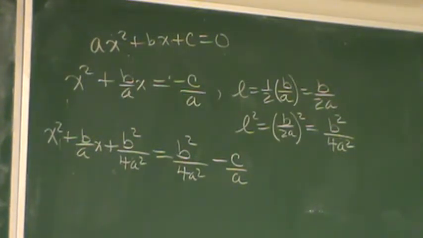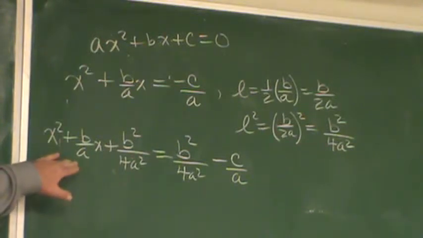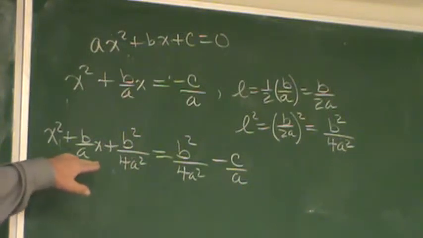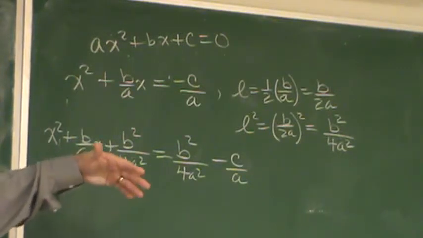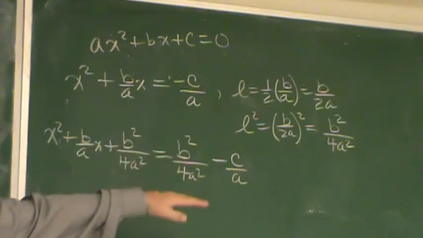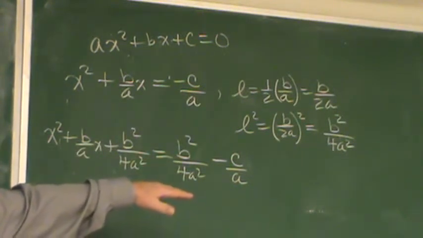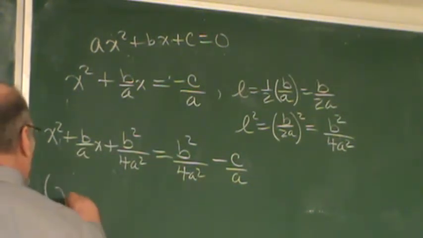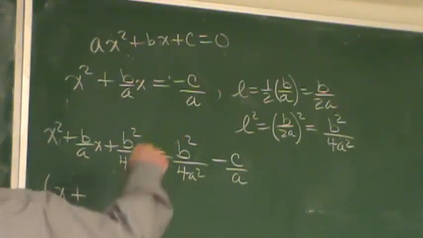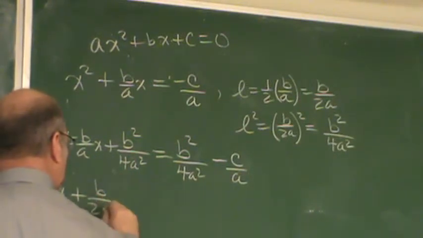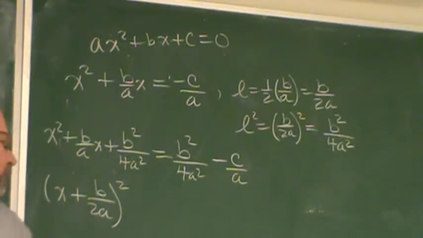Okay, now, like I was saying a while ago, this is why you write down what L is. The whole reason why you're doing this is so you know how to factor this. I wouldn't expect a single one of you to look at this and tell me it factors into x plus b over 2a quantity squared unless you did this procedure. Go with me? You're making it factor into x plus L. L is b over 2a quantity squared. That's the whole purpose.